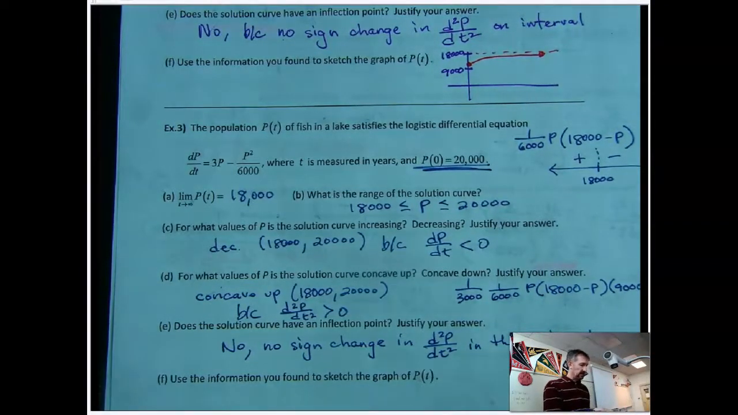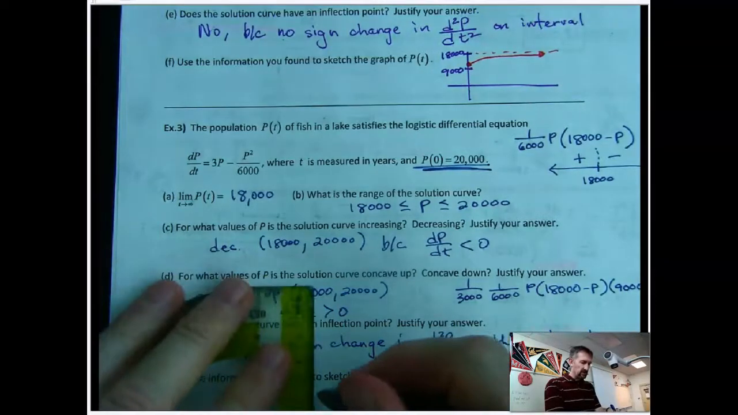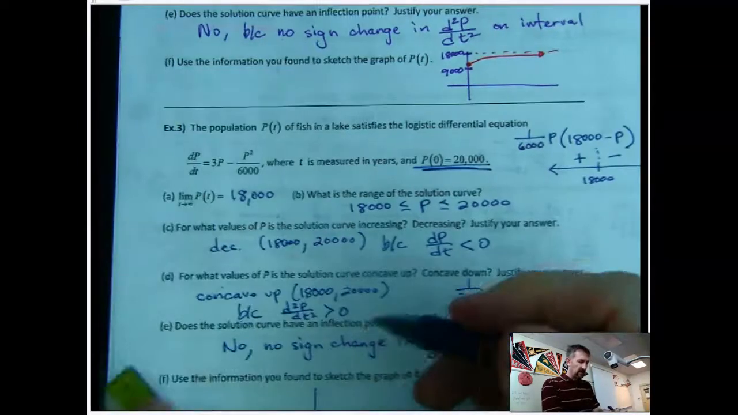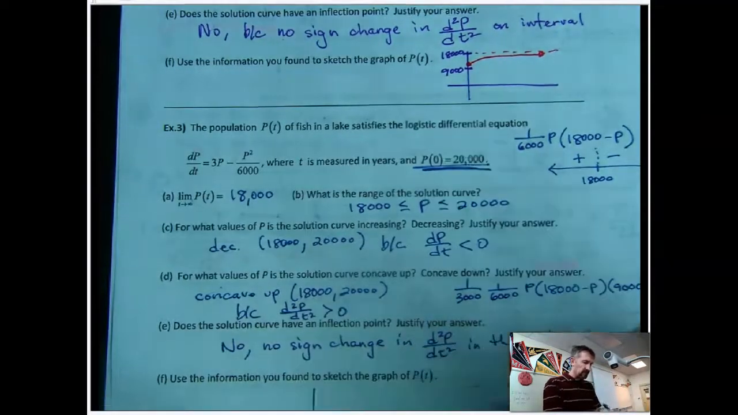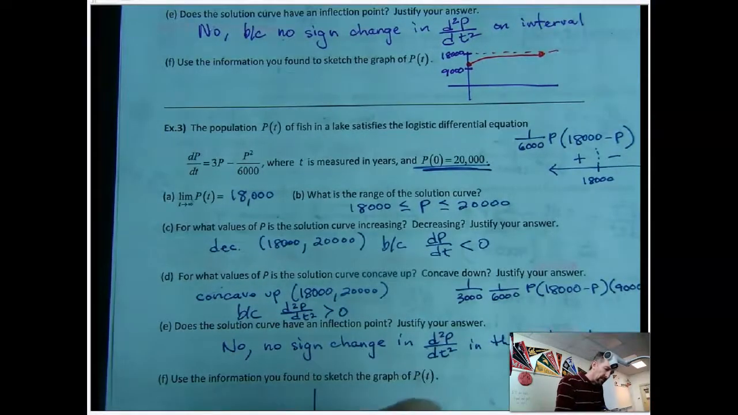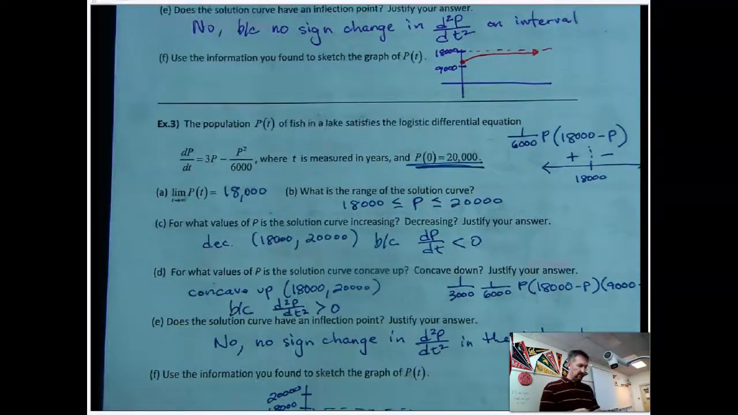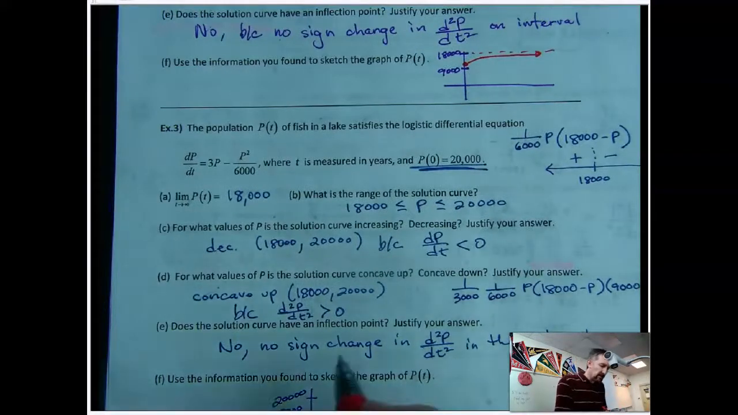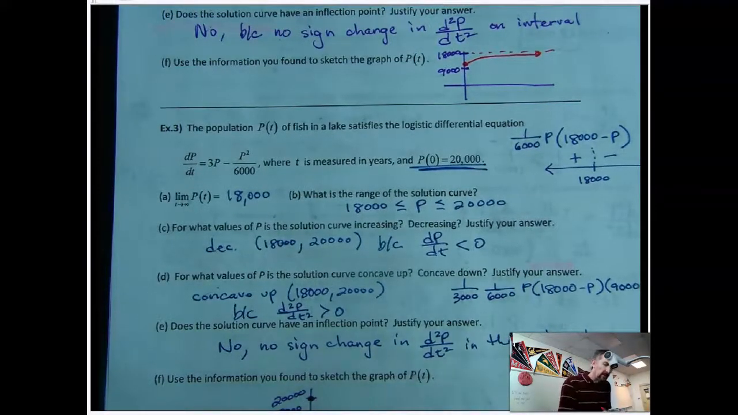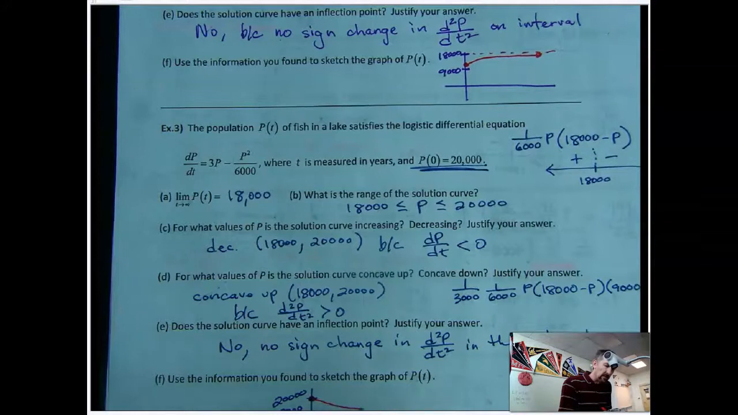Alright, and use your information to sketch a graph here. So now we have 18,000, we have 20,000, and there is our limit, and this is going to start at 20, and it's going to go down like this. Okay.